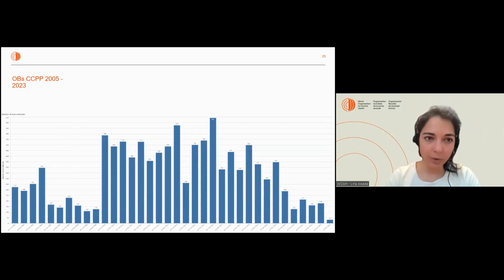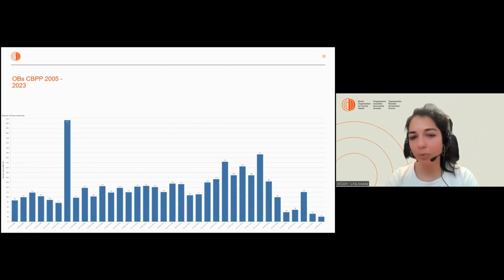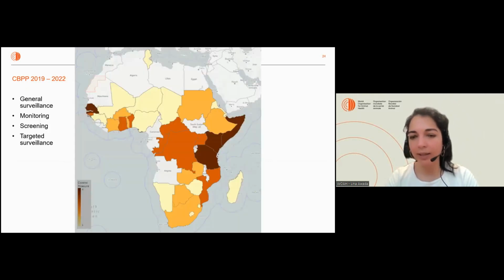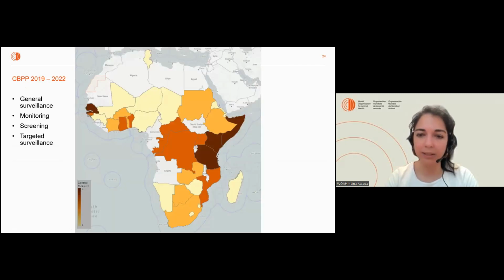And then the situation for CCPP. So here again, a maximum of 941 outbreaks in 2015. In recent years, we see again this decline, but it's an artificial decline. It's likely due to the missing 6-monthly reports that have not yet been submitted.